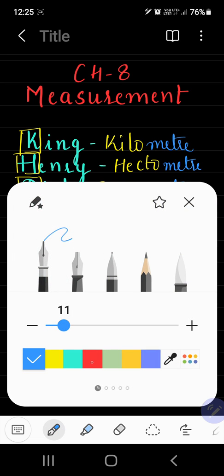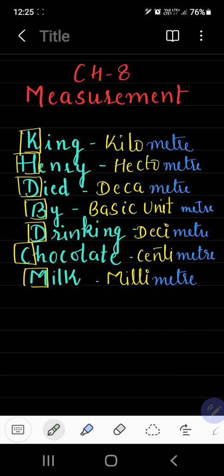Now we will learn the short forms of these prefixes and suffixes. Kilometer means km, hectometer means hm, decameter means dam, the basic unit meter, you know its short form is m, decimeter is dm, centimeter is cm and millimeter is mm. So this is the trick which you need to learn.